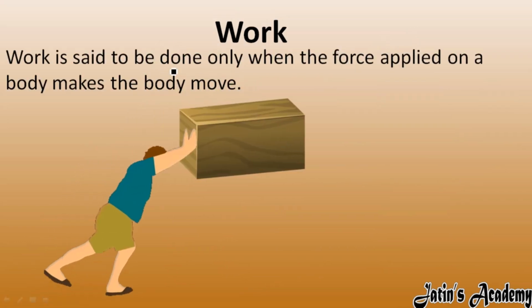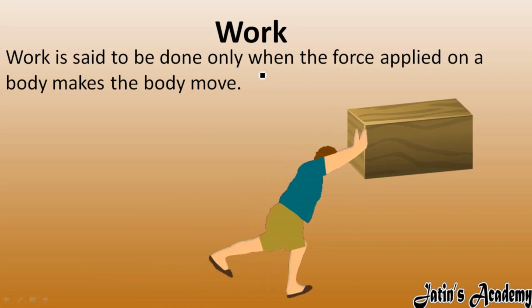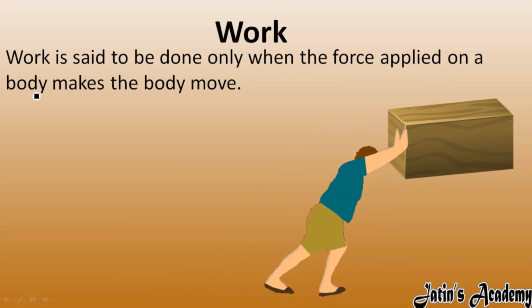Work is said to be done only when a force applied on a body makes the body move. It means that when we apply a force on a body and the body is displaced, this is actually work done from the physics point of view. We are applying the force and the body moves in the direction of force, that is called work done. Now let's derive the formula of work done with an example.